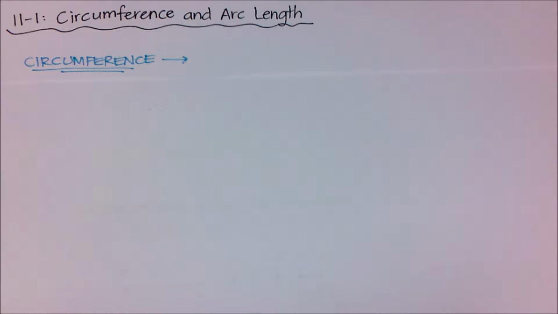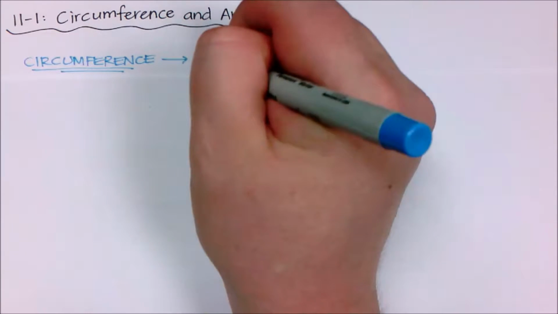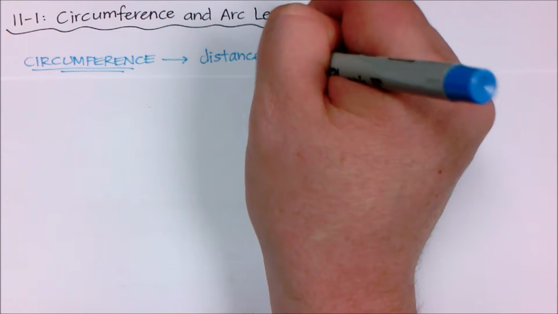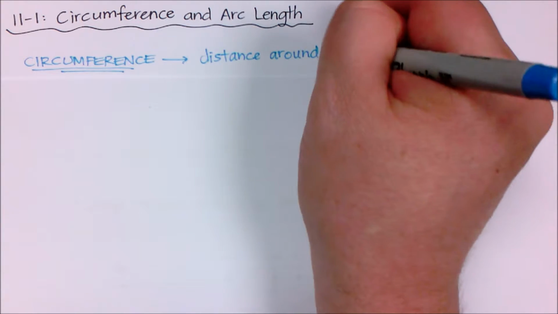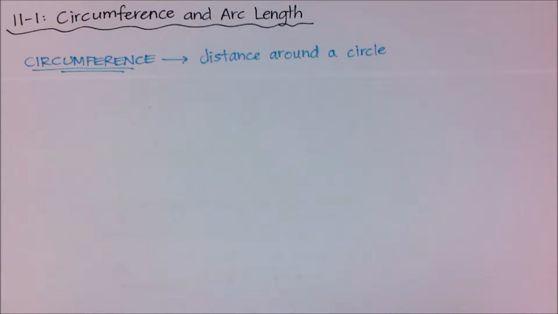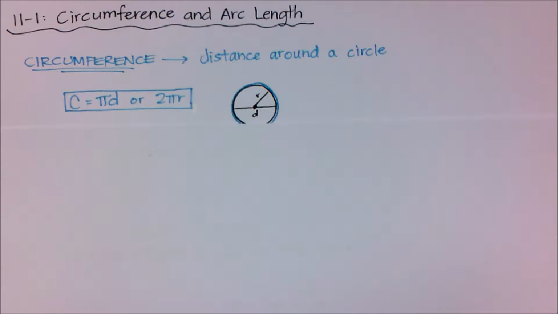When I think of this word, what I want you to think about is the distance around a circle. So if you had a tape measure and you were going to wrap it around a circle, how long would it be to go all the way around? The formula is capital C for circumference equals pi times d, the diameter, which means all the way across the circle, or you can calculate it by multiplying 2 times pi times the radius of the circle r.